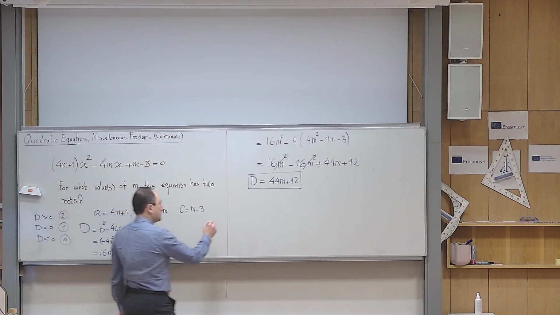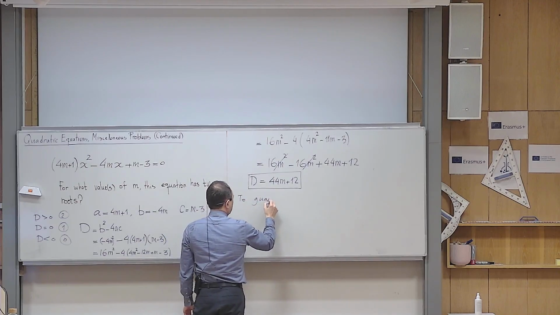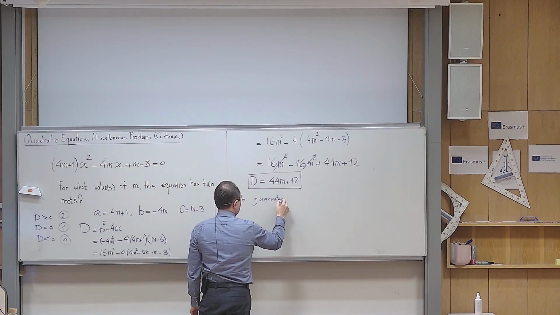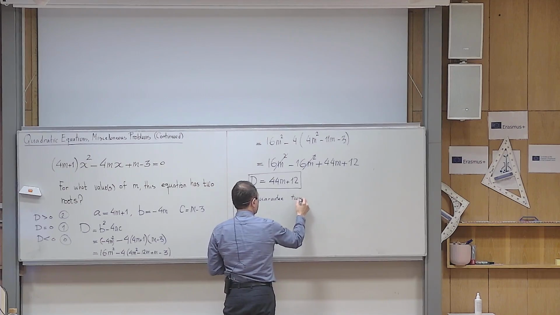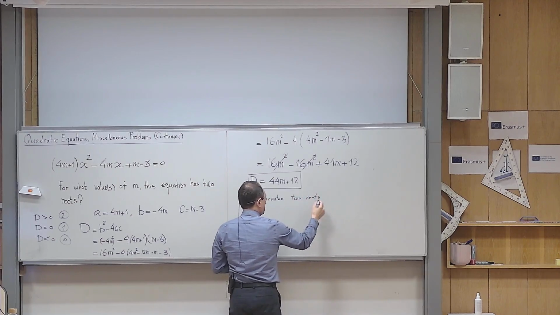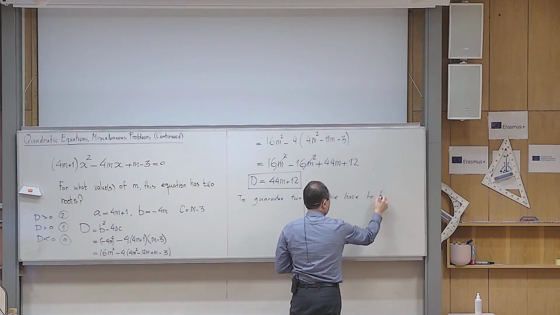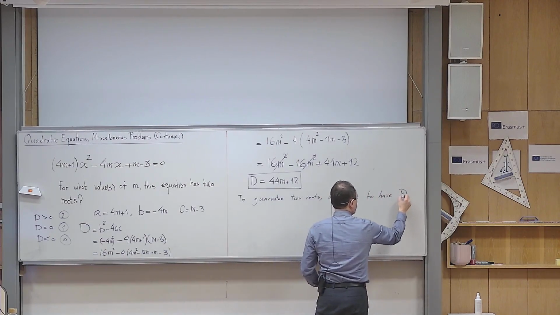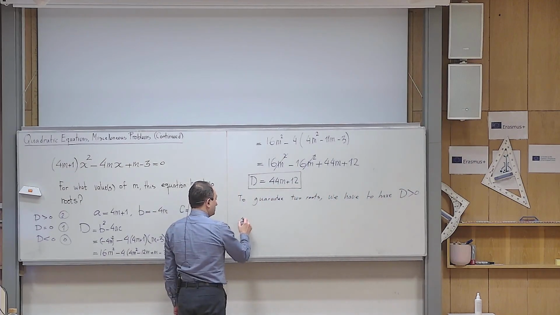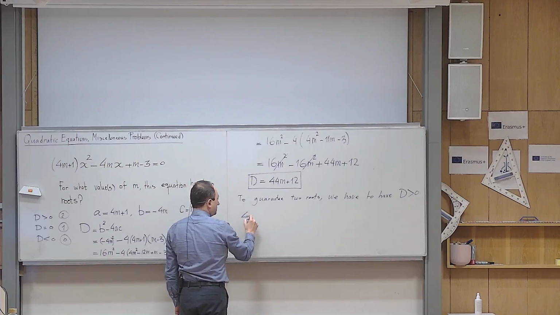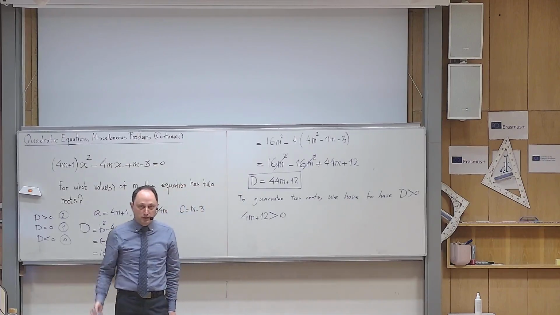So then you write to guarantee. I hope that this spelling is correct. To guarantee 2 roots, we have to have D positive. Yes? And then what should I do? I would say that this is my D. I make it positive. This is why I didn't accept your answers.